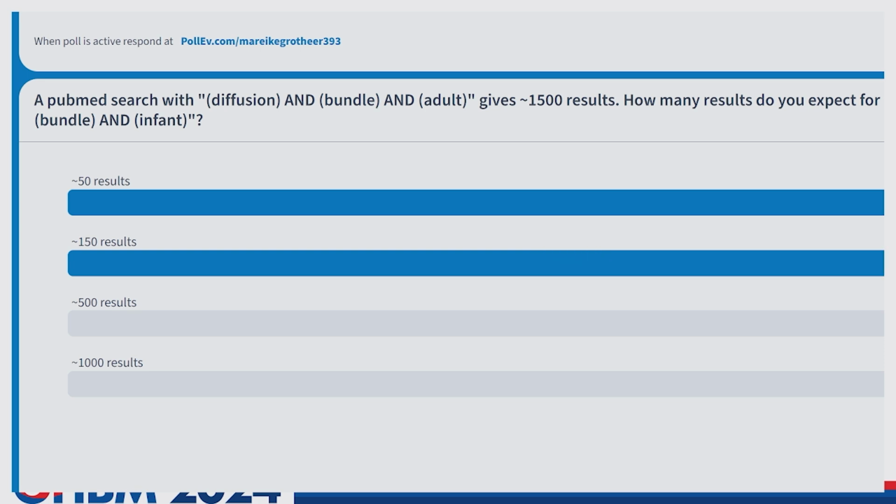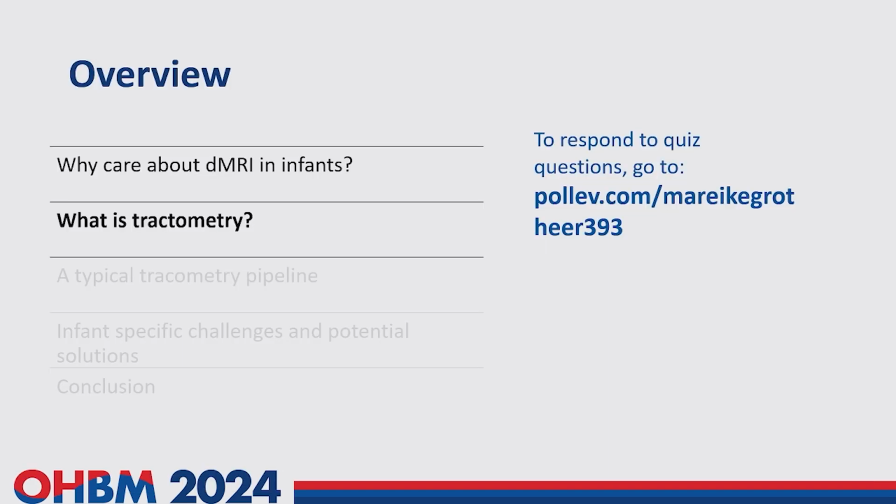I see there's a little bit of a debate going on, which is great. Nice, you're converging actually on the right answer. So the correct answer, I did this recently, is 150 results, which is just really significantly less than what you can find for adult data. So what is tractometry, and why do we want to apply this to infants?